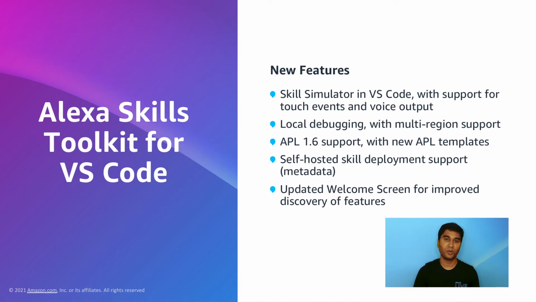Previously, you could only deploy skills using Alexa-hosted skills in VS Code. Now, you can select the self-hosted option and provide the required metadata if you deploy your skill to your own Lambda or HTTPS endpoint. And finally, we've updated the welcome screen to make it easy for you to be updated on new features and launches. Let's go through a demo to check out these features in more detail.